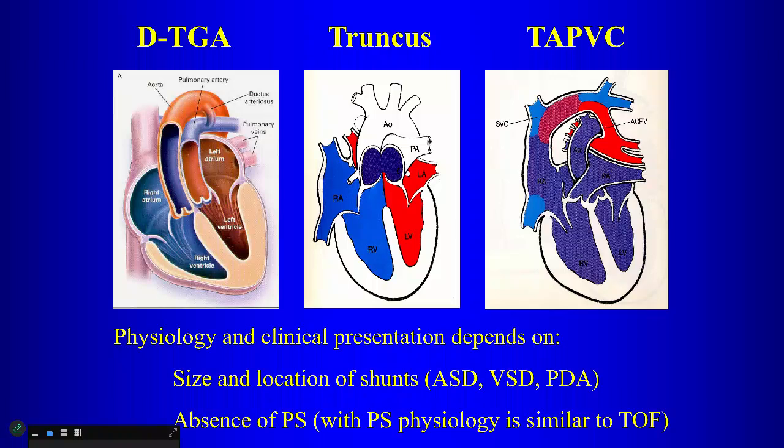But both of them, when they use the word transposition, mean ventricular arterial discordance. That's what transposition means. So don't get confused about the aorta is here, the pulmonary artery is here. No, just ventricular arterial discordance. And you'll hear the word transposition, and then there are two flavors, D or L.